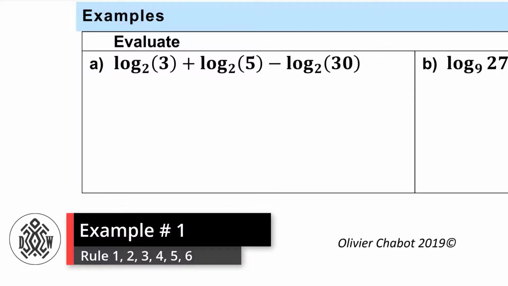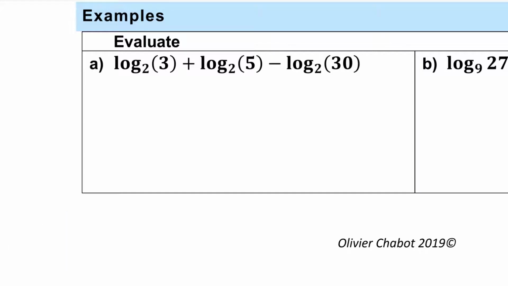For example A, we have log base 2 of 3 plus log base 2 of 5 minus log base 2 of 30. Note that they're all log base 2, so it's kind of like exponents. We can use the rules because they all have the same base here. Generally speaking, we go from left to right, so I'm going to focus on the first two.